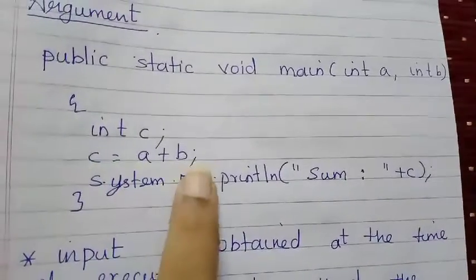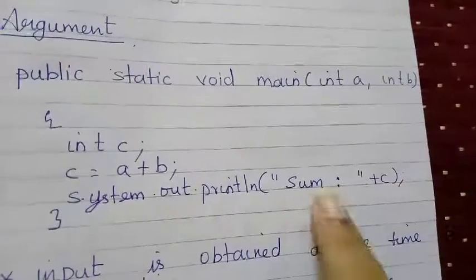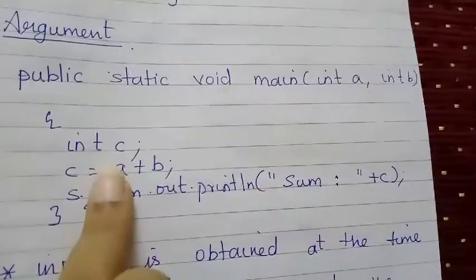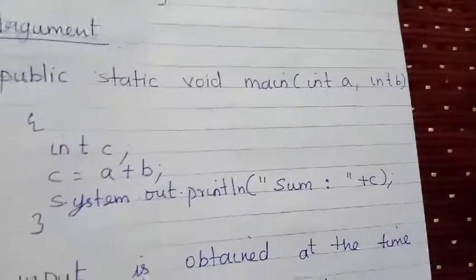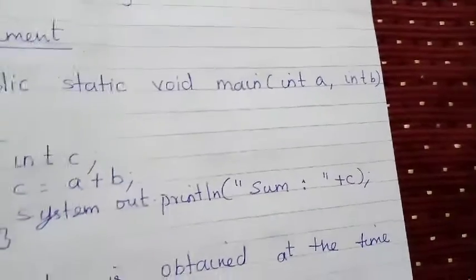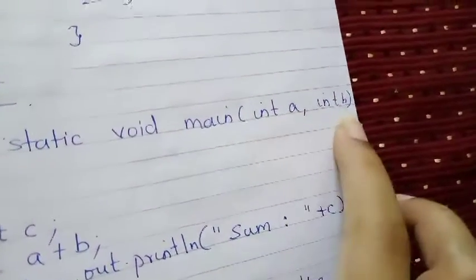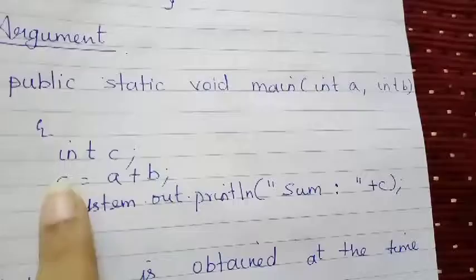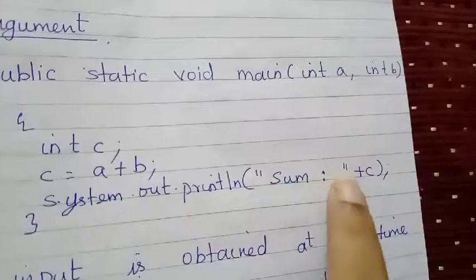So C is equal to A plus B, and System.out.println("Sum is " + C). You already know how to print the value of C, right? If you print like this, it will automatically add the values of A and B and print the output of A plus B. If suppose the A value is 2 and the B value is 3, then the value stored in C will be 5. When this statement is executed, you will have the value of C printed.